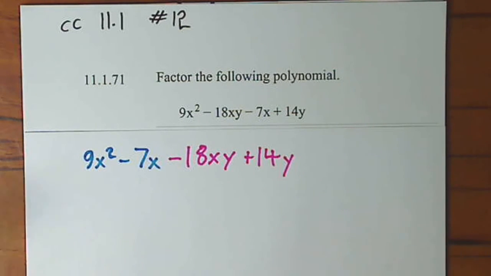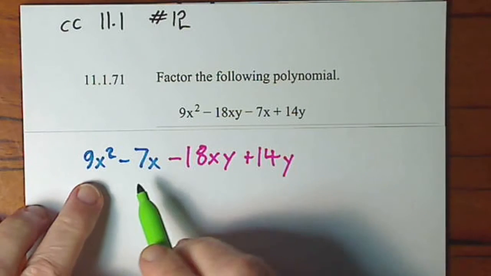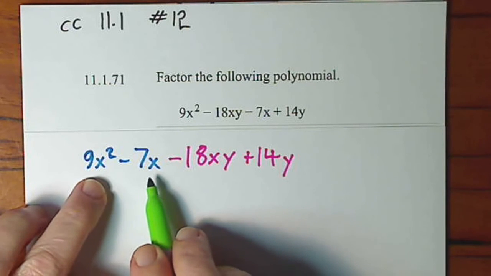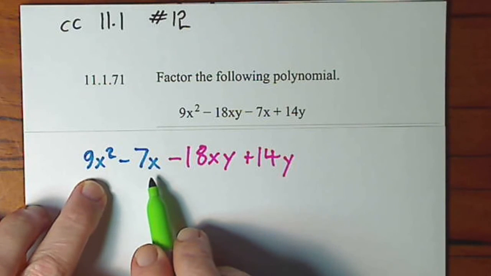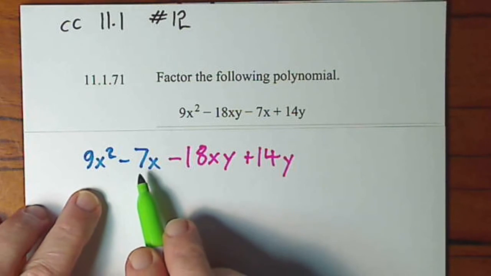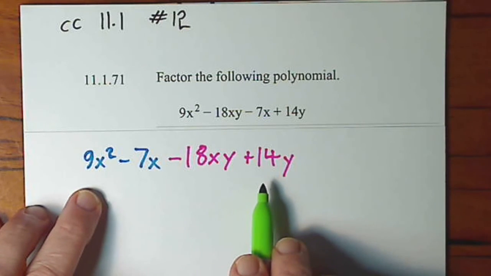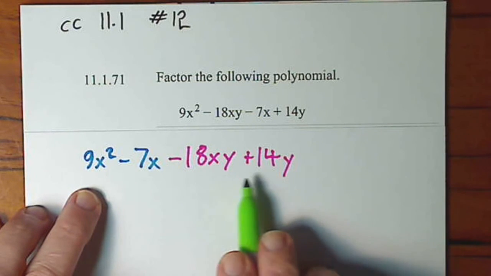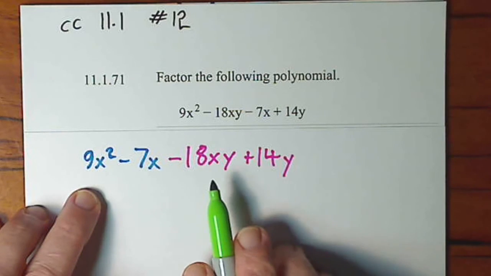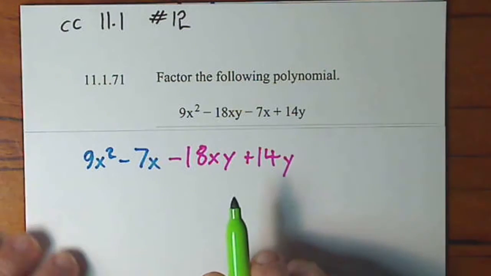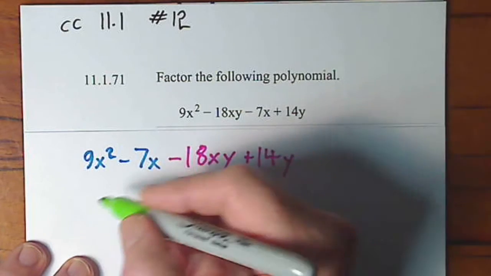Okay, I rearranged these because now if I look at my first two terms, all I can factor out is an x, right? And that would leave me with 9x minus 7. Think of that, 9x minus 7 would be sitting in parentheses. Over here, if I factor out, what can I do? I can actually factor out a negative 2y, and that would leave me with 9x minus 7. It might be kind of hard to do in your head, but we'll see how that works out.